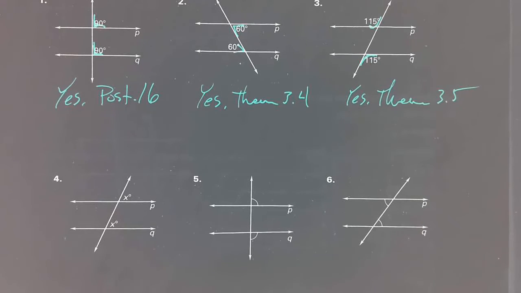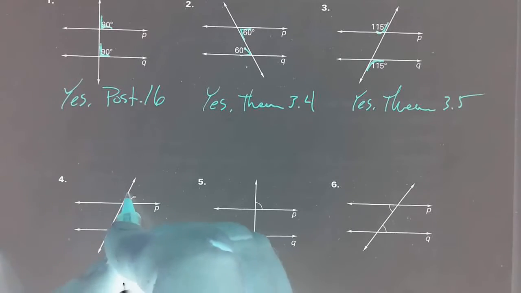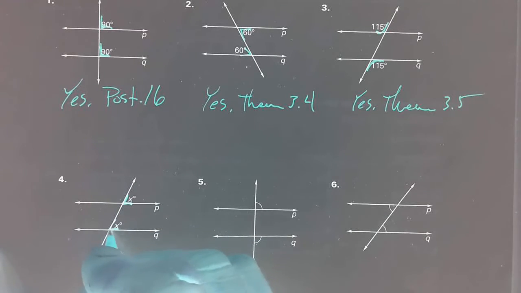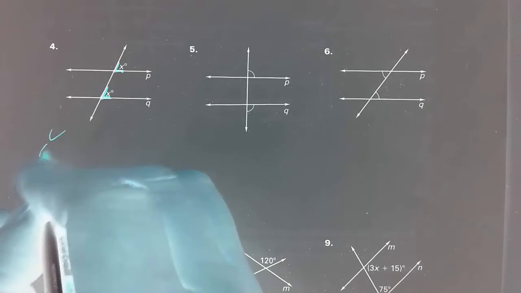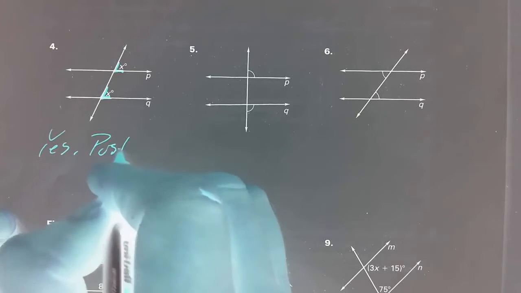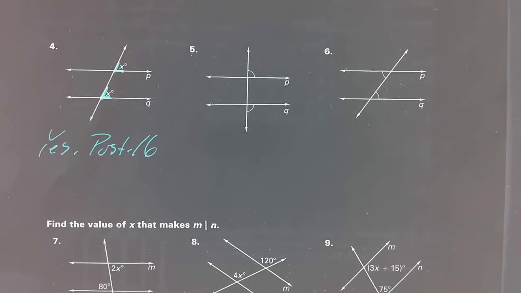What kind of angles are these in number 4? Corresponding. Now, they don't tell you what they measure, but X and X have to equal the same thing. They're both X degrees, so they have to be congruent, so the lines have to be parallel. Possible? Yes, by postulate 16, good, those are corresponding angles.